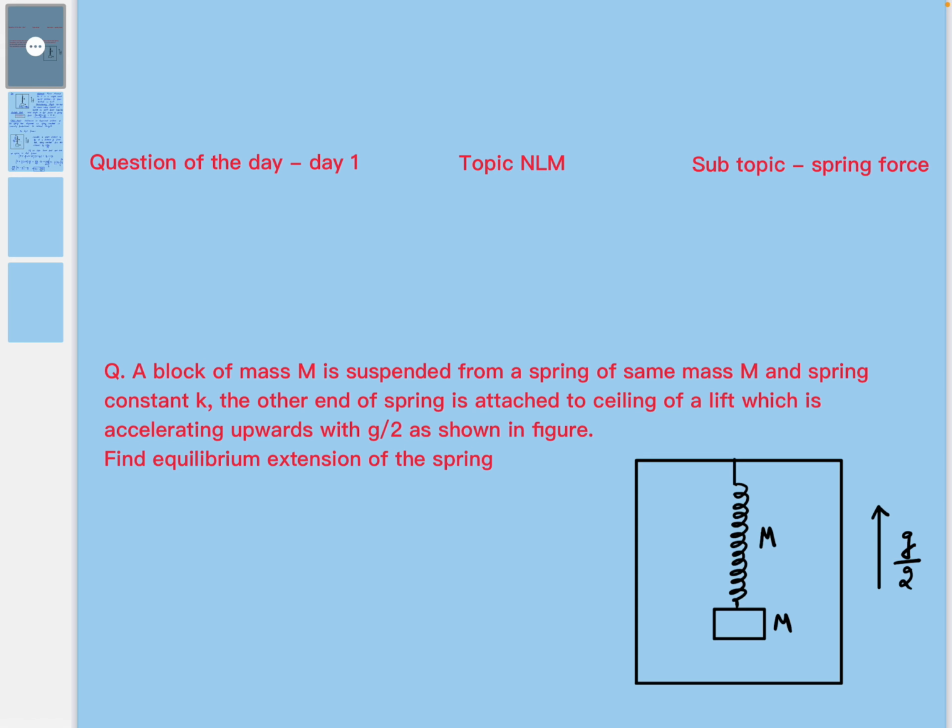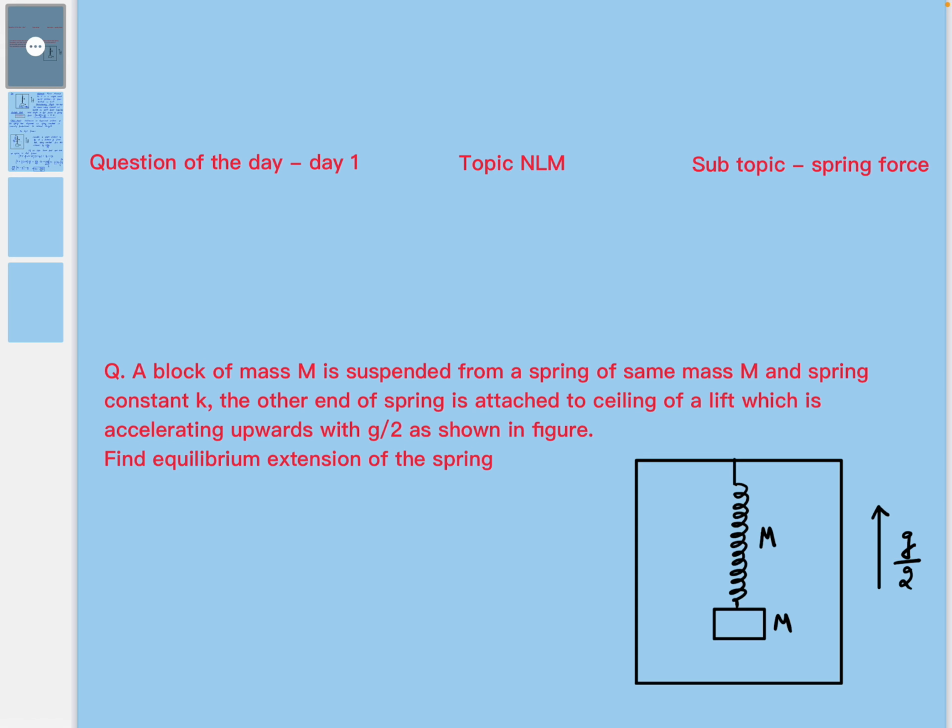So see this question carefully. I will read this question for you first. A block of mass capital M is suspended from a spring of the same mass capital M and spring constant K. The other end of the spring is attached to the ceiling of a lift which is accelerating upwards with g by 2, as shown in the figure. Find the equilibrium extension of the spring.